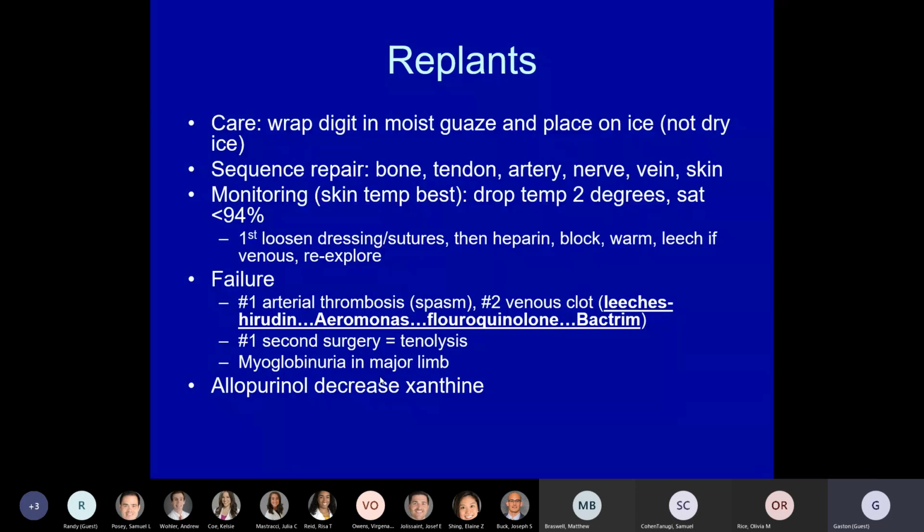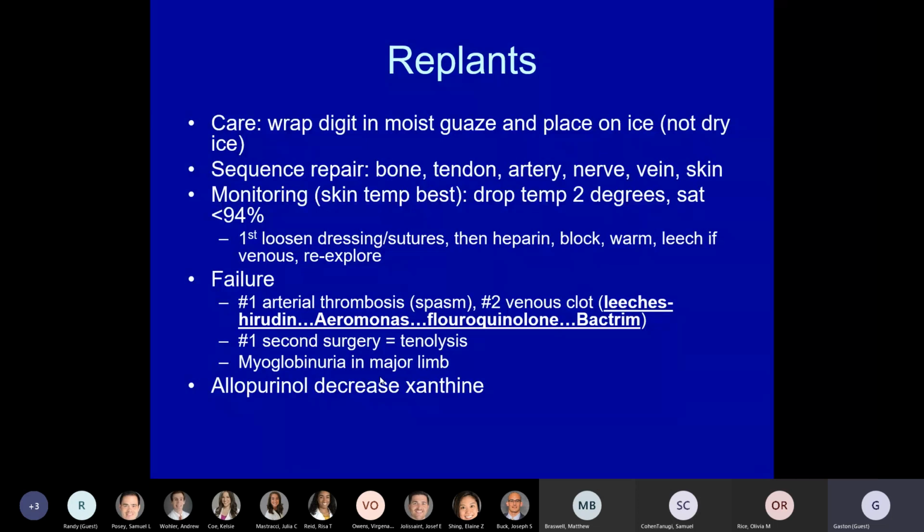What bug are you at risk for contracting an infection from while leeching a patient? The answer is Aeromonas hydrophila. What's the treatment of choice to prevent an Aeromonas infection? Fluoroquinolone. What if it's a kid or someone with allergies to fluoroquinolones? The answer is Bactrim. So leeches, hirudin, Aeromonas, fluoroquinolone, Bactrim.